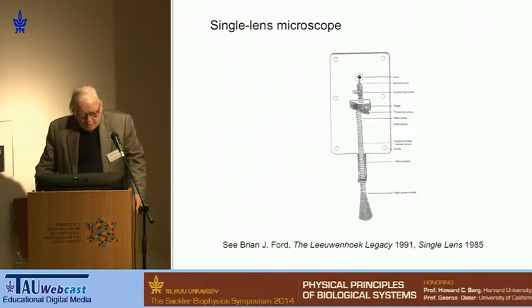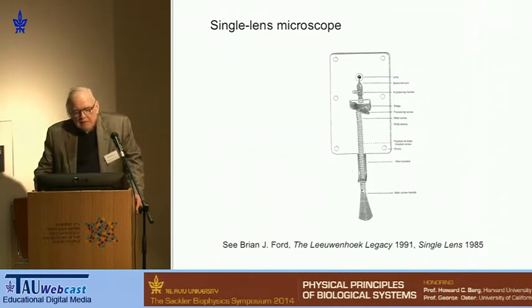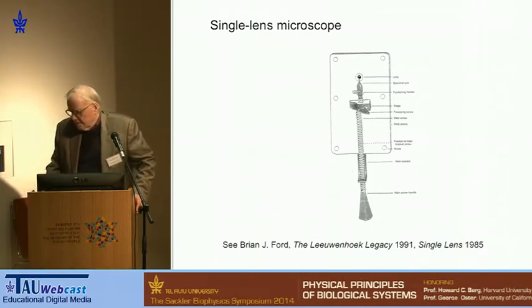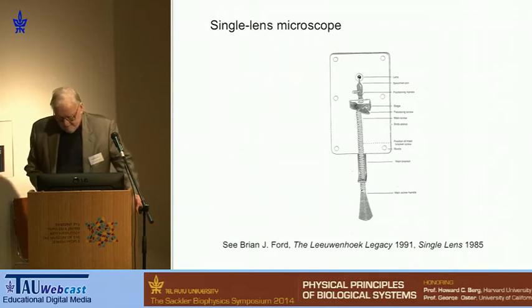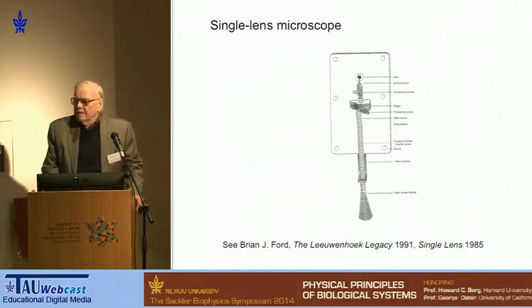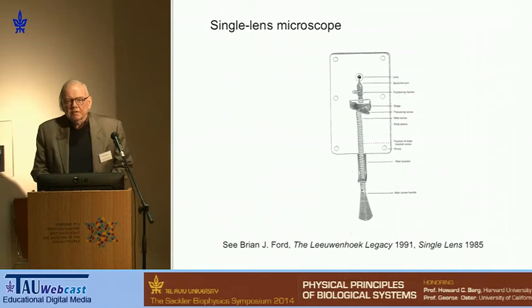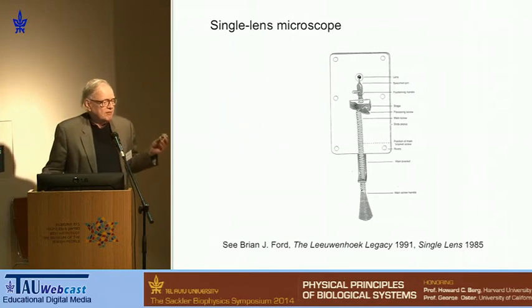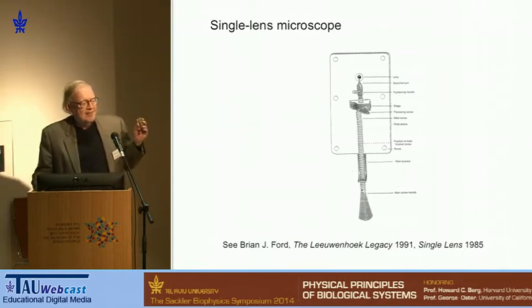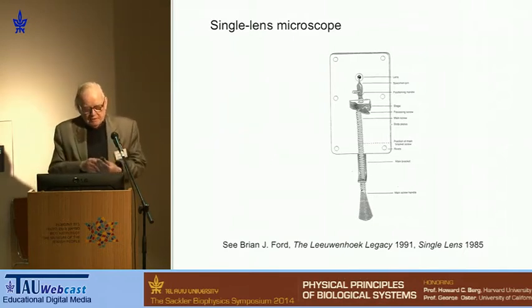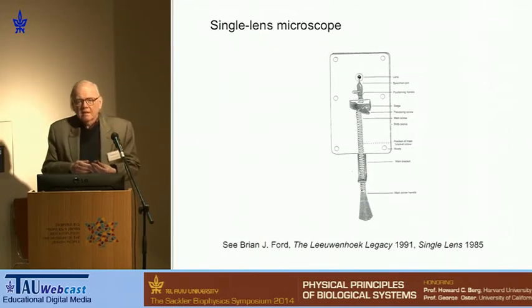So van Leeuwenhoek made all his discoveries with a small microscope, which he made several hundred of, most of which have vanished. And I brought one. It's obviously a replica because it'd be worth millions of dollars if it weren't. There are 4 or 5 in the Boerhaave Museum.